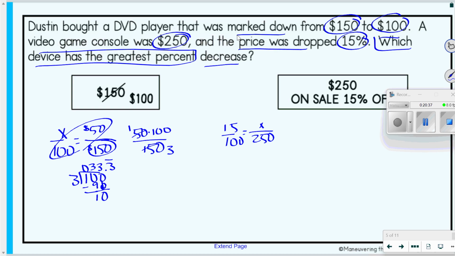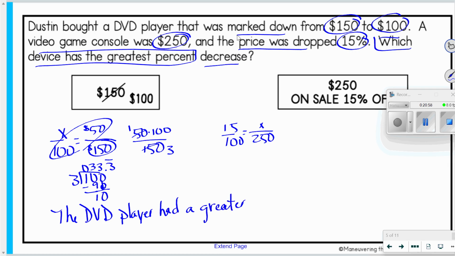What was the question? Which device has the greatest percent decrease? Do I have to do any of that to figure it out? No. So, can I already answer it? Yes. The DVD player had a greater decrease in price. And actually it's percent decrease, so I'll put the percent sign in there. That make sense? So again, make sure you understand what your question is, guys.